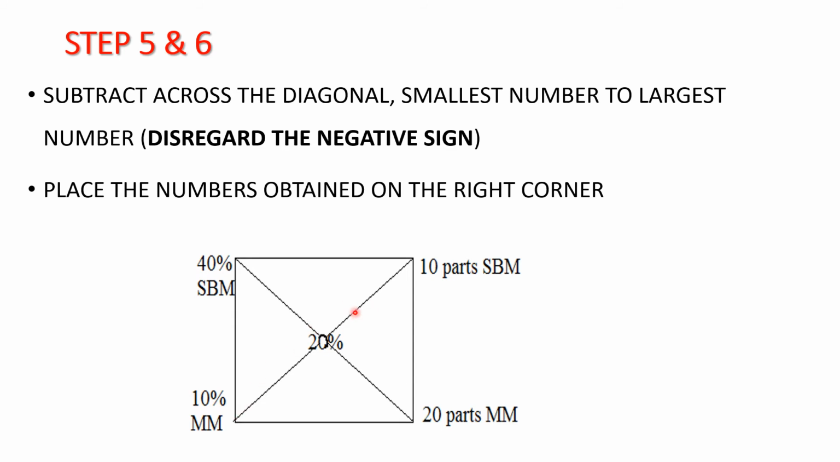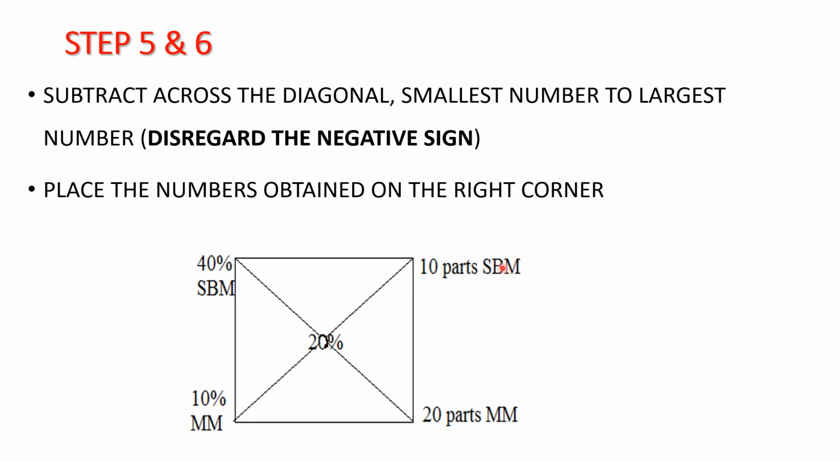We're getting negative 10. Remember, from the example, we want to formulate an 800 kg feed. So the figures which we are going to get, we place them at the right corner of the square. This will represent the part of the feed to be mixed.